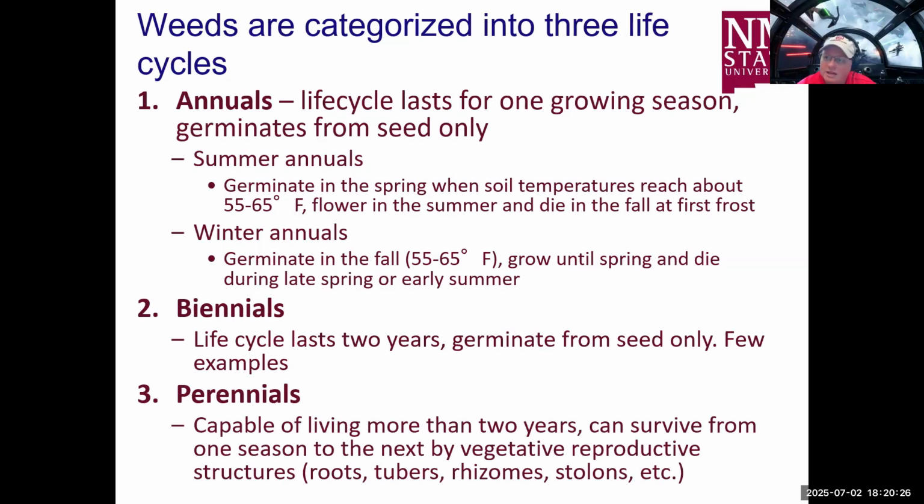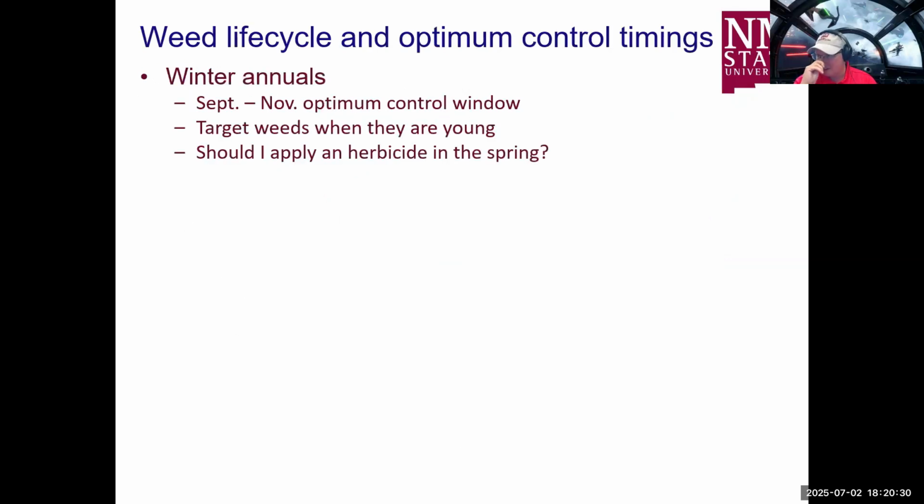So depending on where your weed falls in its life cycle, it may be that there are certain times of the year that we have to focus on them as far as managing them as weeds. So for example, winter annuals, September through November is going to be your optimum control window because the plants are young, because those soil temperatures are starting to decrease, go through that 55 to 65 degrees Fahrenheit range. They're going to be young. That's going to be your time to go in there and nuke them before they ever have a chance to drop more seed into the soil.